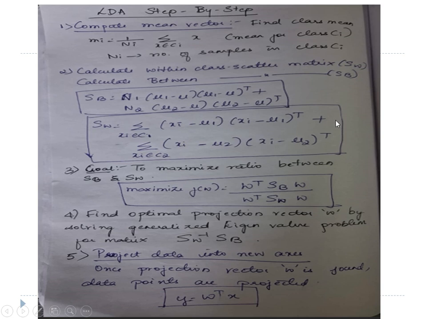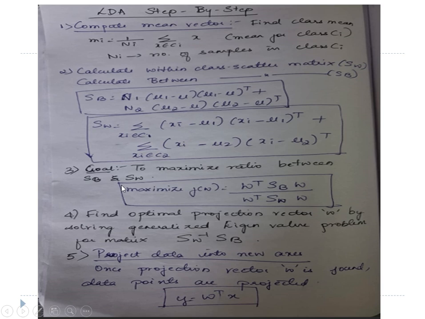Repeat it for all the data points, plus now repeat the whole process for class 2. So this first term is for class 1, this is for class 2. So same thing, summation of xi belongs to, the only difference is now it is C2, into (xi minus mu2), where mu2 is the mean of class 2, into (xi minus mu2) transpose.